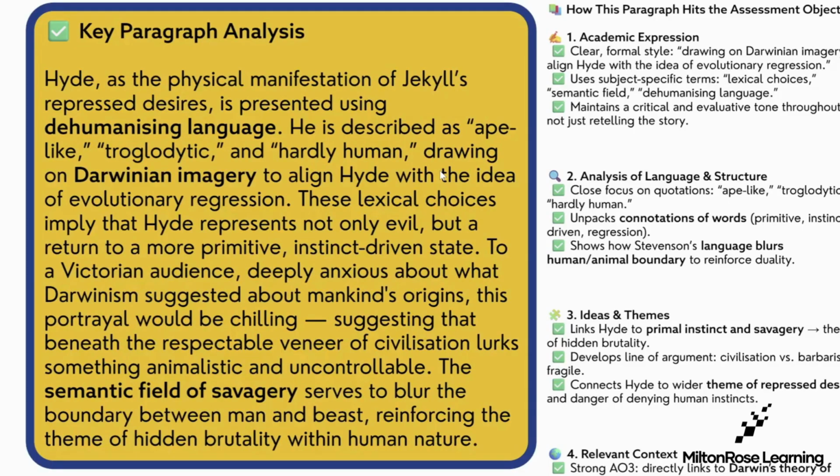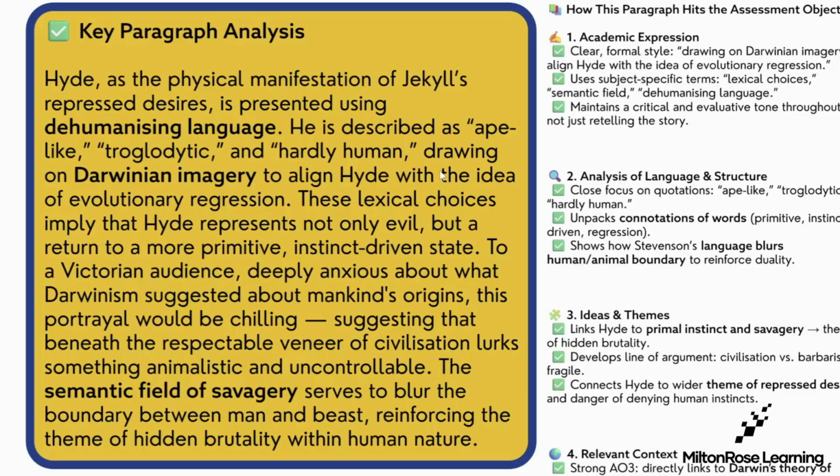Hyde, as the physical manifestation of Jekyll's repressed desires, is presented using dehumanizing language. He's described as ape-like, troglodytic, and hardly human, drawing on Darwinian imagery to align Hyde with the idea of evolutionary regression. Because Charles Darwin, I'm sure you probably know from biology, came up with the theory of evolution, that we came from apes, basically. These lexical choices imply that Hyde represents not only evil, but a return to a more primitive, instinct-driven state.